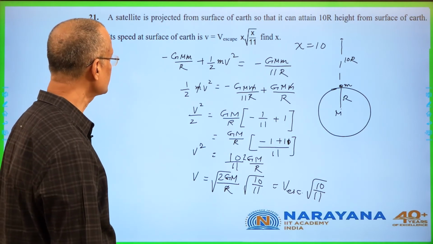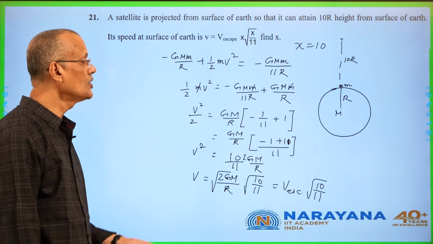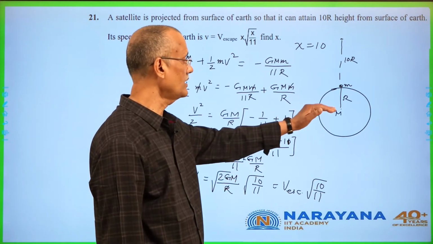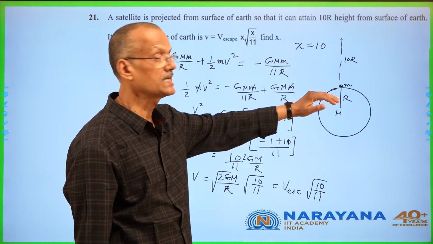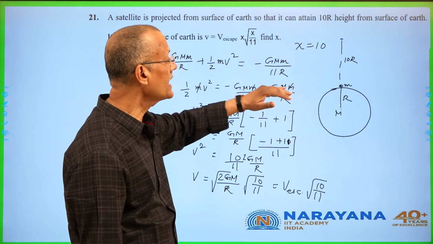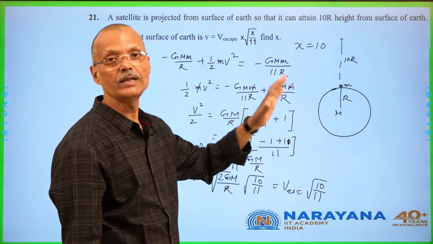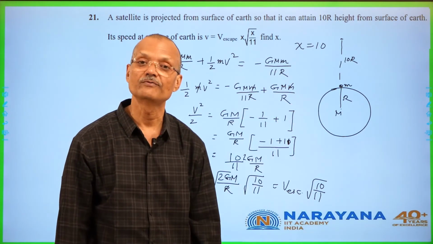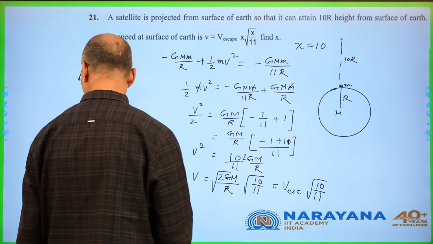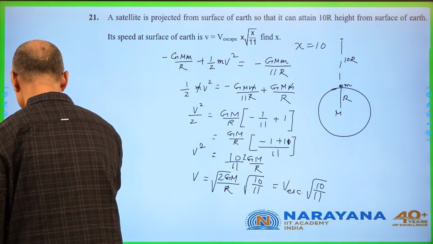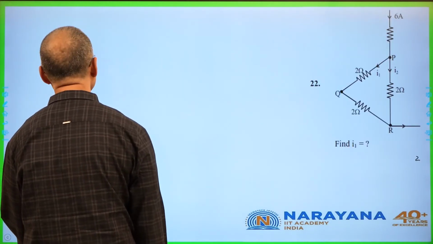Did you understand this? Simple conservation of energy you have used. You have taken total energy, potential plus kinetic on the surface of Earth for the satellite, and at an altitude of 10R, you have taken only potential energy and you have equated these two. Answer is ready for you. Now, let me move to next question, question number 22.